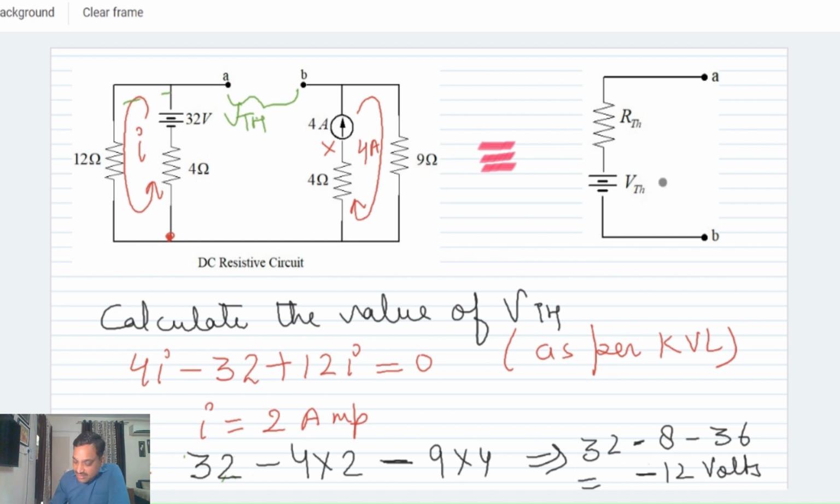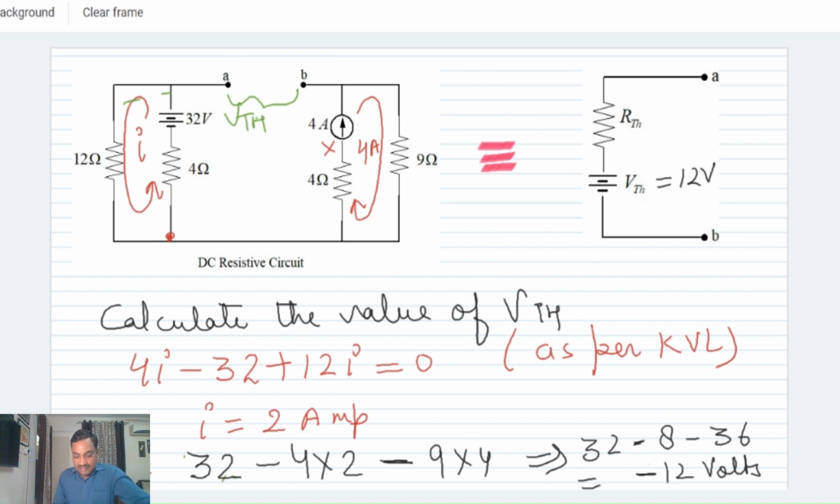So VTH will be equal to minus 12 volts. That means it is of opposite polarity, with a 12 volt magnitude. Let us determine the value of RTH for this network.